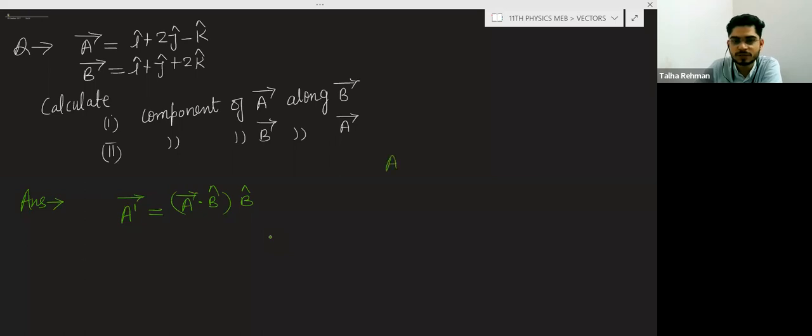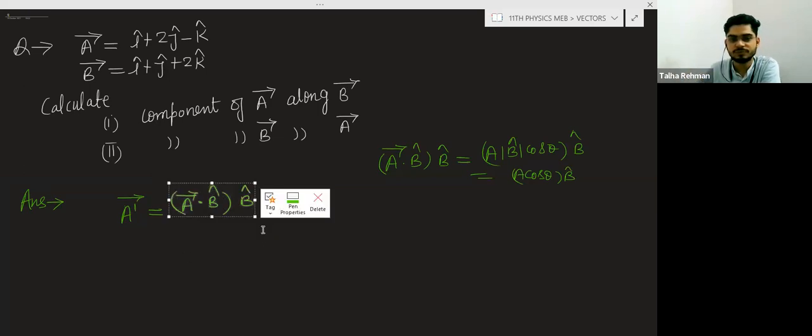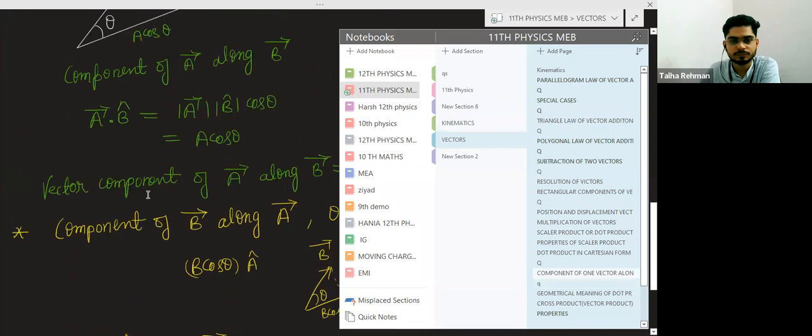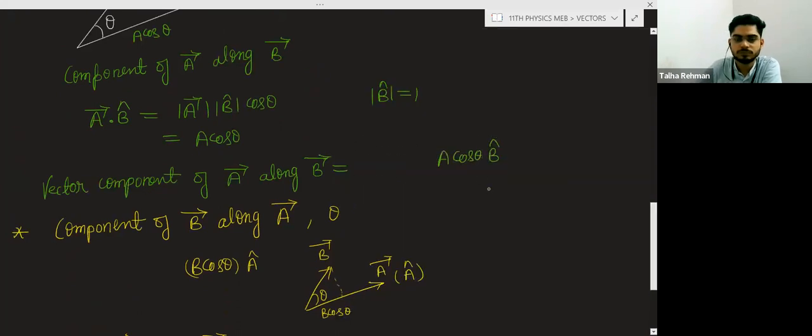And when I open this formula, this will become the magnitude of a and the magnitude of b cap, and cos theta, and b cap is also there. So finally I will get a cos theta b cap. I have written it in this form also, so just add this formula also. Finally you will get this when you open this. You can use this formula.